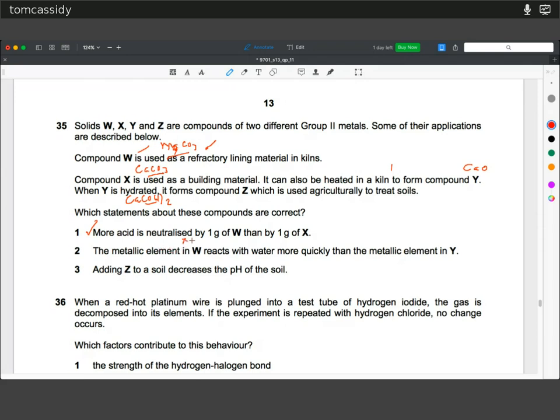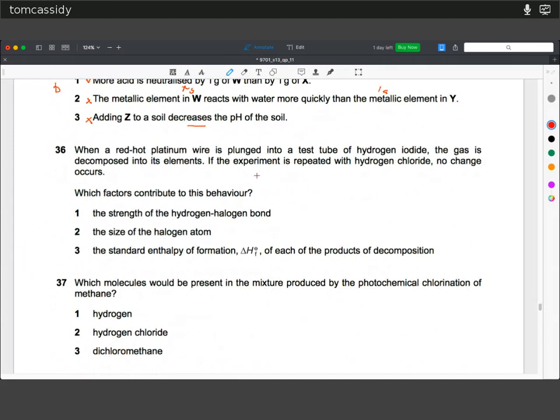So W is magnesium reacts faster than calcium. Well, you need to know that as you go down group 2, the metals become more reactive. That's GCSE knowledge again. And if you add calcium hydroxide to the soil, you're adding hydroxide. That's a base. We'd expect the pH actually to increase because we're adding a base. So we don't expect the soil pH to decrease. We're making the soil more alkaline. So only one of those is correct. Answer D.